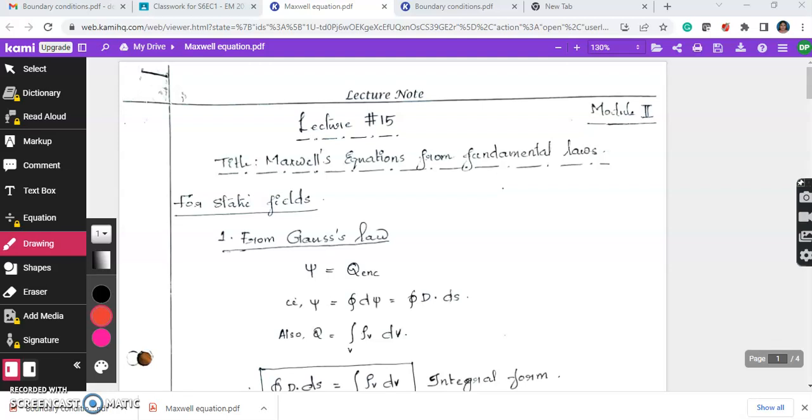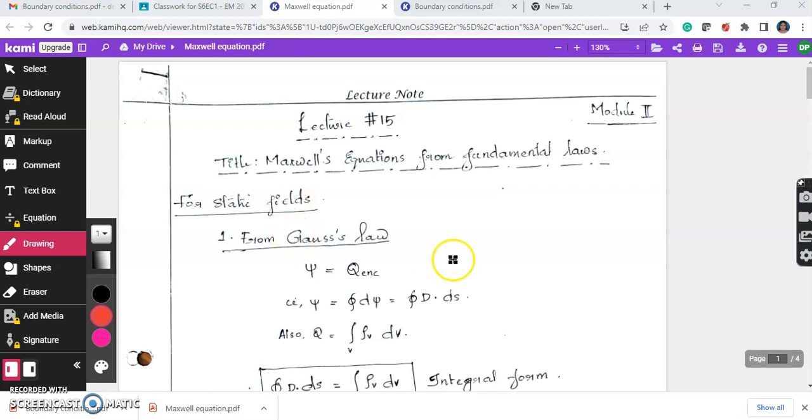This lecture deals with the topic Maxwell's equations from fundamental laws. We know that there are several laws in electrostatics and magnetostatics. First, we are dealing with electrostatics. There is Gauss's law, and then different laws. Similarly, for the magnetic field, in magnetostatics also, different laws are there. So we have studied Gauss's law, Faraday's law, then Ampere's circuital law, etc. First of all, we are dealing with static fields.